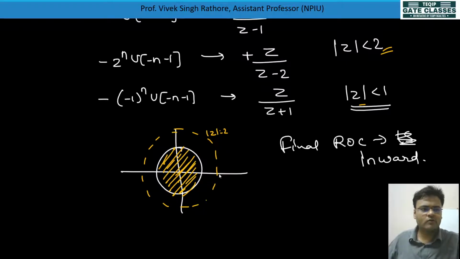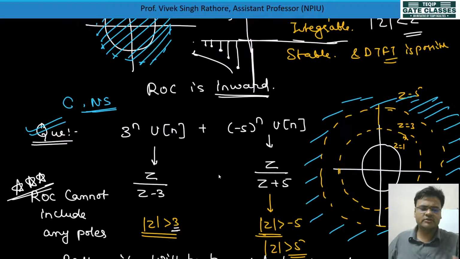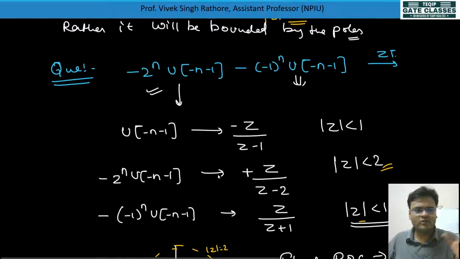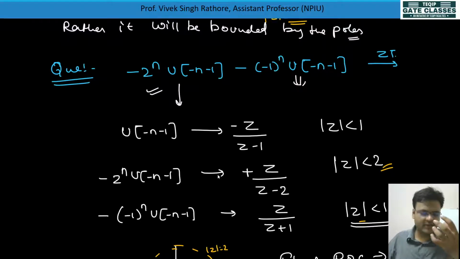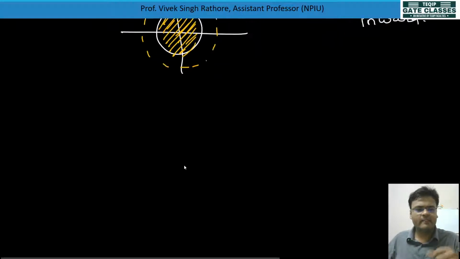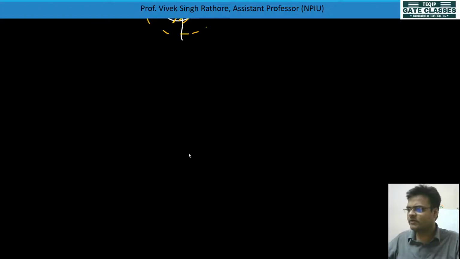So now see, finally from these two questions, I just wanted to tell you that whenever a combination of signals are all right sided, the ROC will always be outward of the greatest pole. And whenever all signal combinations are left sided, the ROC will be inward, meaning inward of the least pole. Okay, so from these two questions I wanted to tell you this.